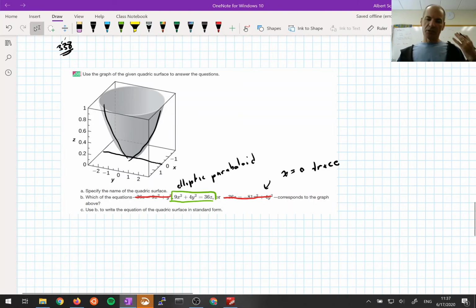You could verify a little bit here. The left-hand side is positive, the right-hand side then as plus 36z is only going to have positive z coordinates, and so at least we're comforted with the idea that this thing is pointing in the right way. It's above the xy plane. Let's use B to write the equation of the quadric surface in standard form.